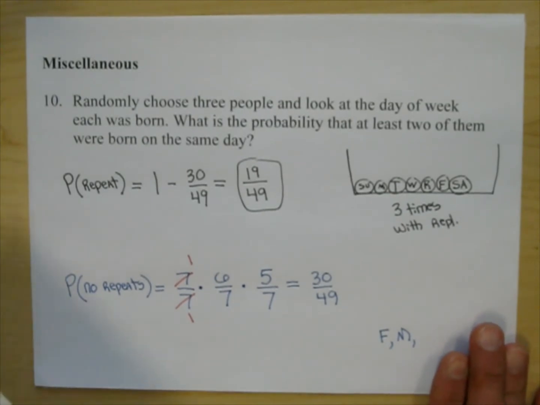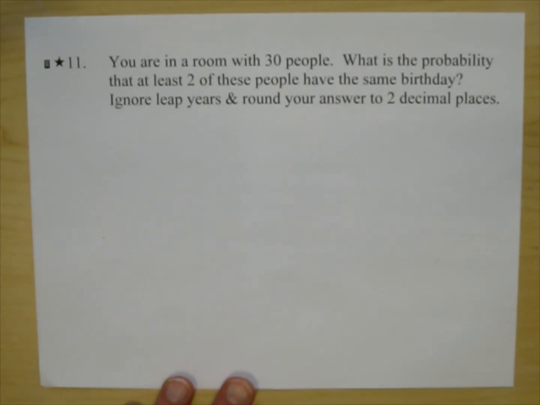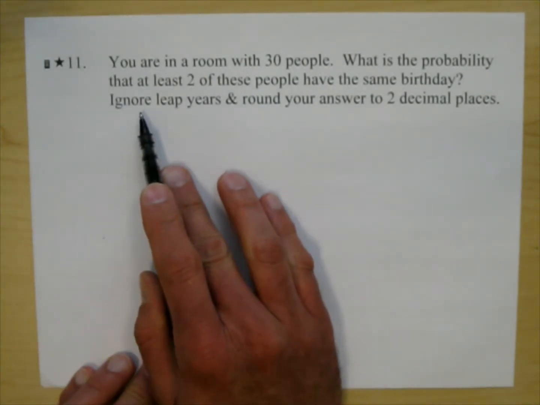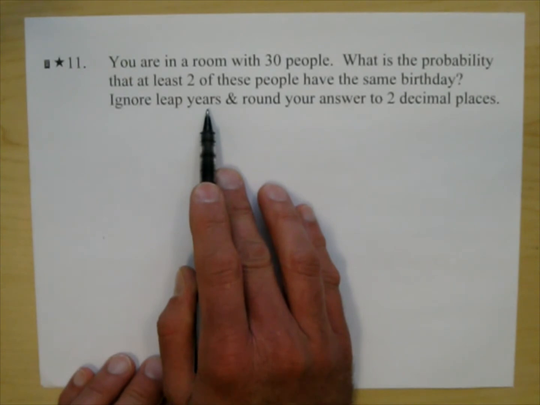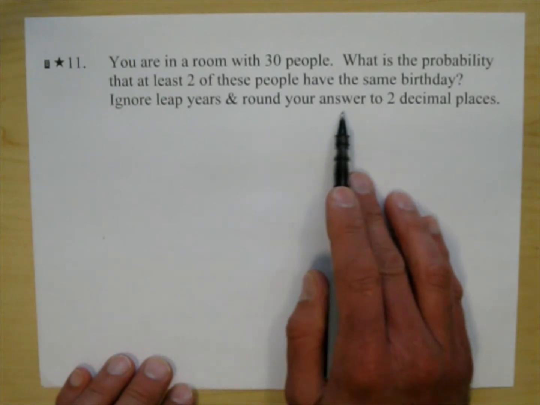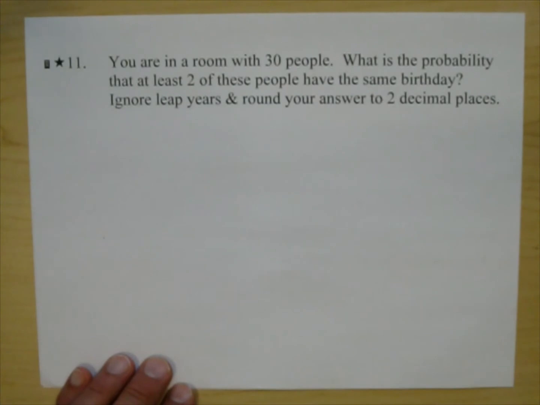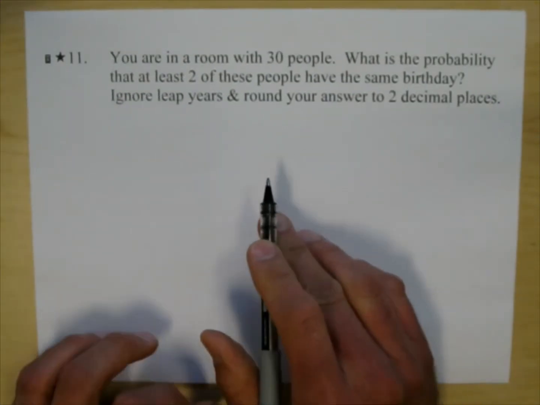a high point in the class, because now we're going to do a famous problem. So this is our puzzle. Remember, you're in a room with 30 people. What is the probability that at least 2 of these people have the same birthday? Ignore leap years. That's actually going to help us. If we did it more technically, including leap years, we would get pretty much the same answer, especially when we round it. So we're going to ignore leap years, and we will round our answer to 2 decimal places. That's what we'll do. So let's go ahead and do this problem.